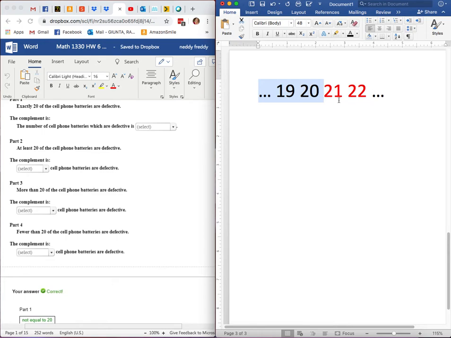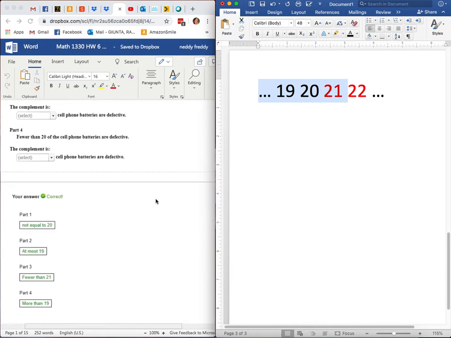And then the last answer choice, I believe, would have been fewer than 22. And that's not right because it includes the number 21, which was part of the first set. So for this one, the correct answer is fewer than 21. That includes all the numbers that weren't part of the first.